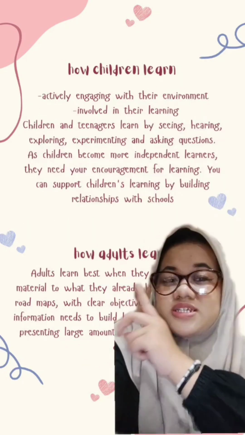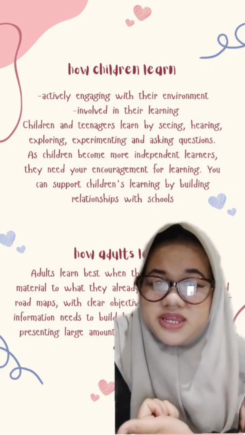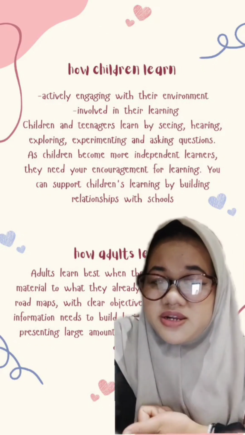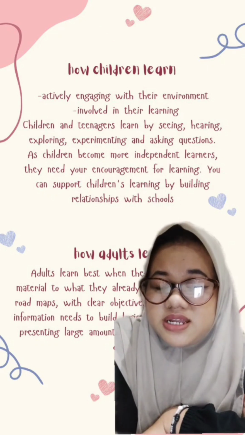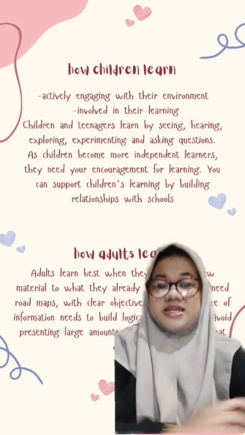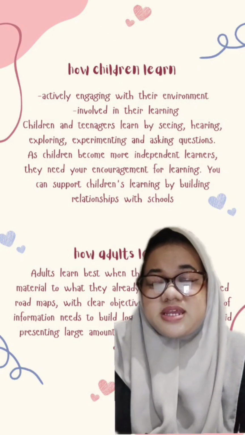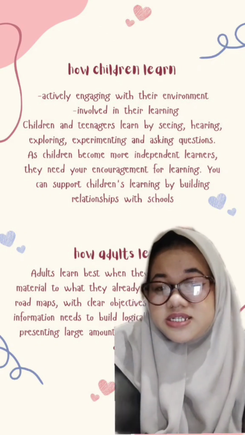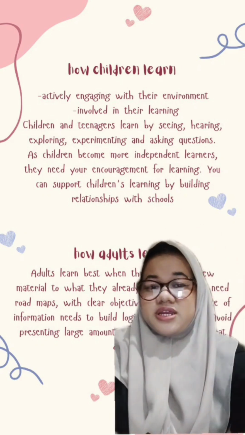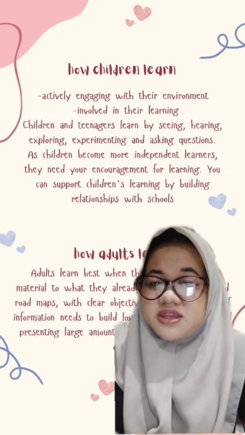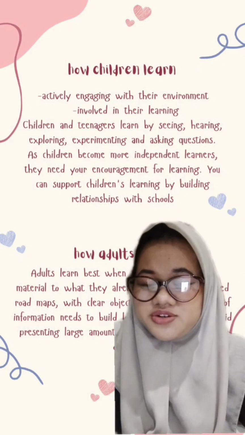Okay, next is how children learn. Children usually learn by actively engaging with their environment and being involved in their learning. Children and teenagers learn by seeing, hearing, exploring, experimenting, and asking questions. As children become more independent learners, they need your encouragement for learning. You can support children's learning by building a relationship with the school.